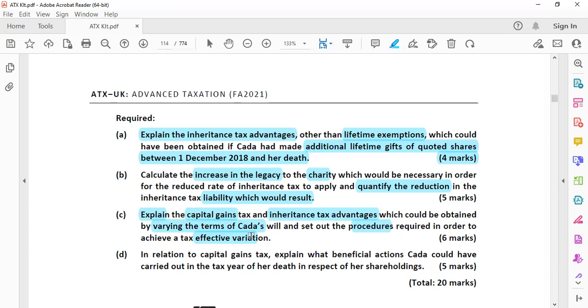Another very important thing is the purpose of variation. The purpose of variation must be to get a benefit in terms of reduced tax on IHT and capital gain. If there is any other purpose, you will not get any benefit here. Now, the other part of the question: what are the capital gain tax implications and advantages as a result of this? First of all, you can see in part B that as a result of variation we can put more amount in charity, and this results in saving some amount, which we have already calculated.